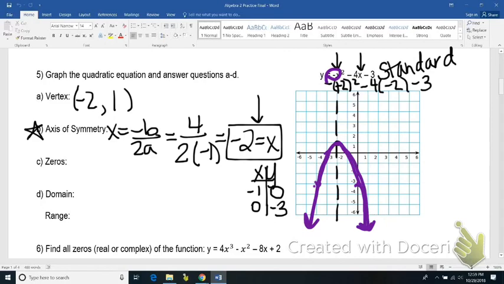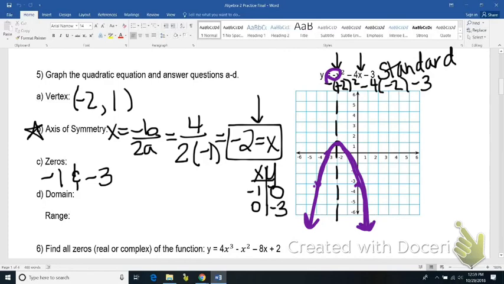The zeros are the x-intercepts. So what are the two places it crossed the x-axis? Negative 1 and negative 3. I don't typically write those as ordered pairs, but you can. You can write negative 1, comma 0 and negative 3, comma 0. But typically when we solve for zeros, we usually just have x equals a number and x equals another number.